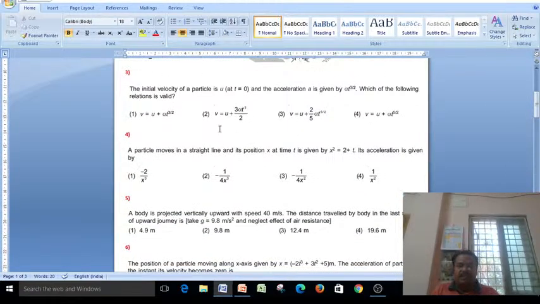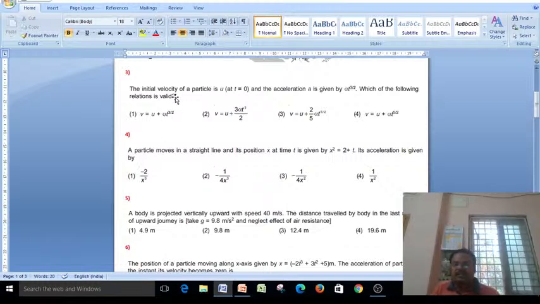Let us check the third question here. The initial velocity of a particle is u at the time t equal to 0, and the acceleration a is given by alpha t power 3 by 2. Which of the following relations is valid, he is asking. Let us try to check it.